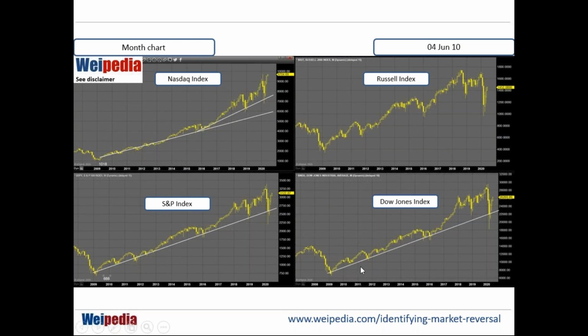Now let's look at the Dow Jones. Dow Jones also trended along nicely on this trend line, and same thing for March. It broke below, but if you study the candlestick and understand, we always focus on the closing price.